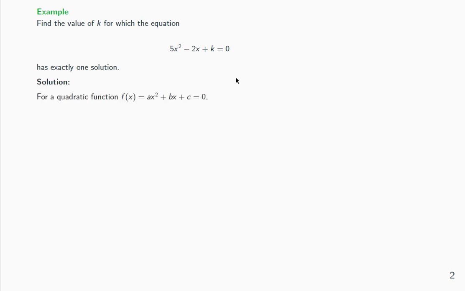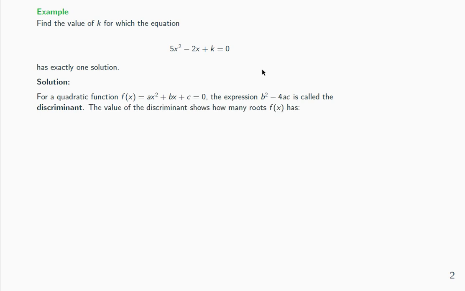So, for a quadratic function f of x equals ax squared plus bx plus c equals 0, the expression b squared minus 4ac is called the discriminant. Now here what we have to appreciate, in this expression, b is the coefficient of x, a is the coefficient of x squared, and c is the constant. Now, the discriminant tells us how many roots there are for f of x, so for the quadratic function.